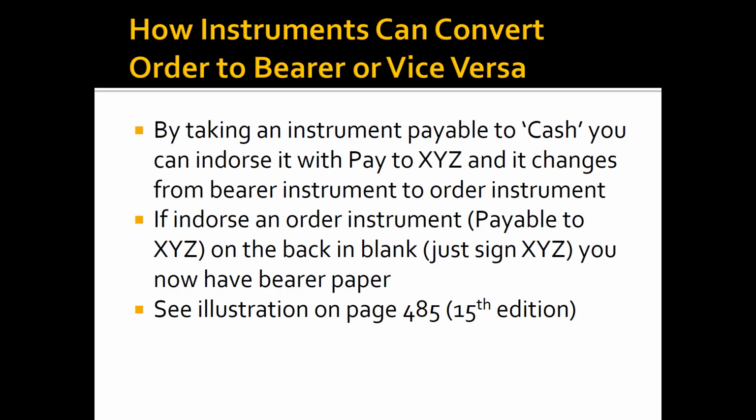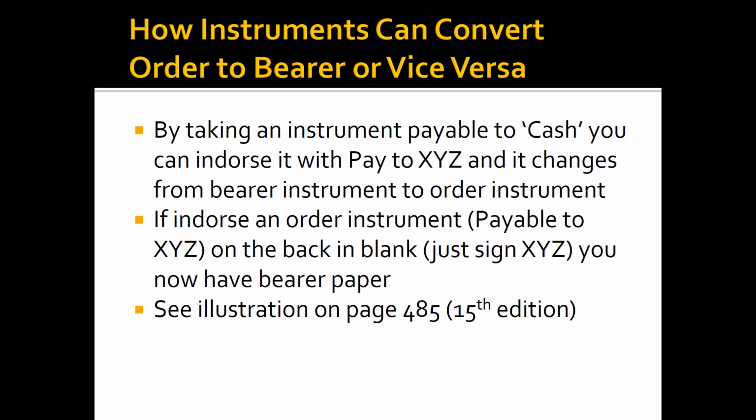Now, how do we convert order to bearer and then bearer to order, or vice versa? If you take an instrument payable to cash, okay, so I get a check that says payable to cash $10. I flip it over and I endorse it. I say payable to John Smith. Well, I've changed that from bearer paper to order paper. Now, if I endorse an order instrument, payable to order of John Smith, on the back with just a blank, and I just sign John Smith, that's now bearer paper. So the big two categories that this chapter is really hitting is order paper, payable to, let's just say, a specific person, and bearer paper, payable to anybody that has the negotiable instrument.